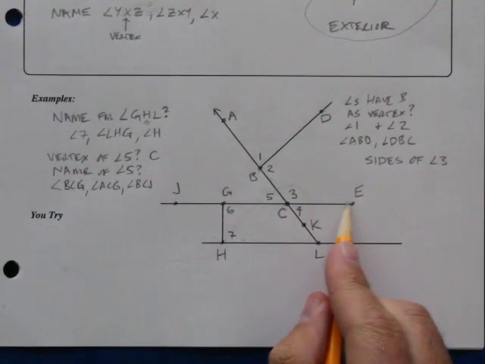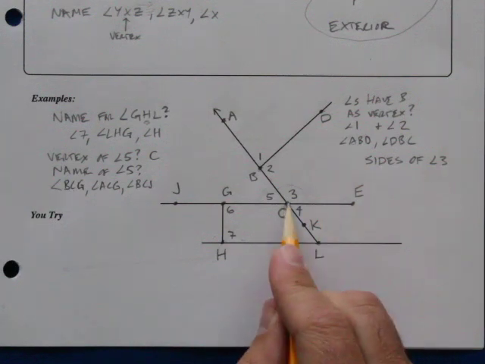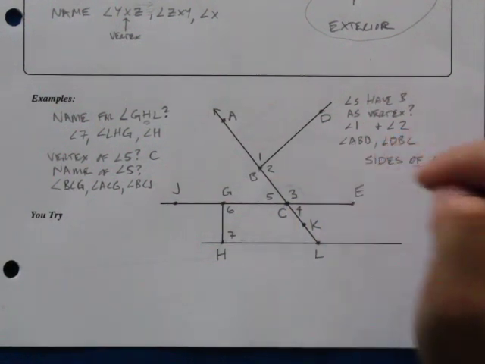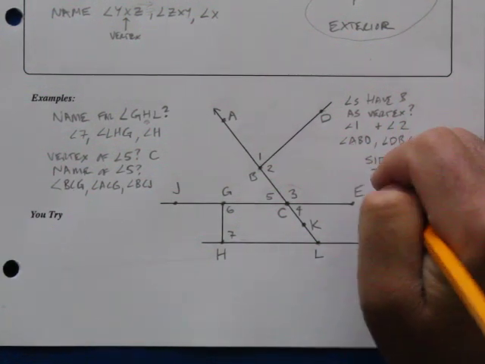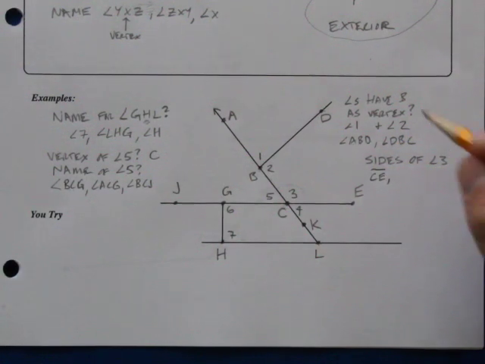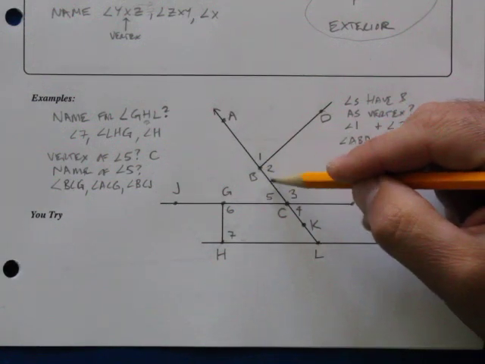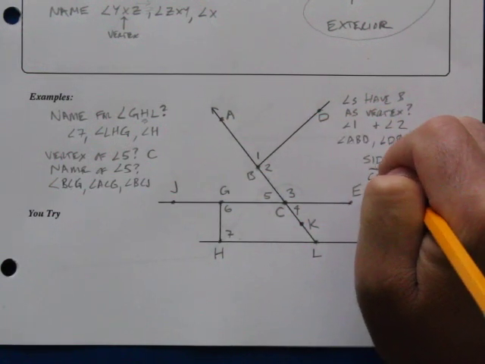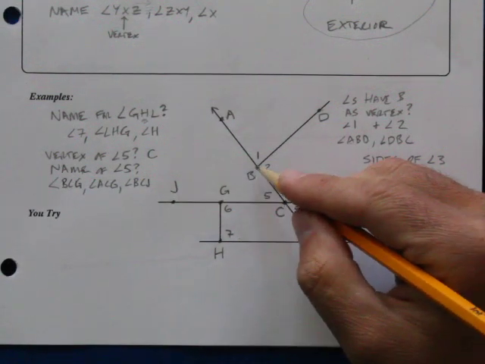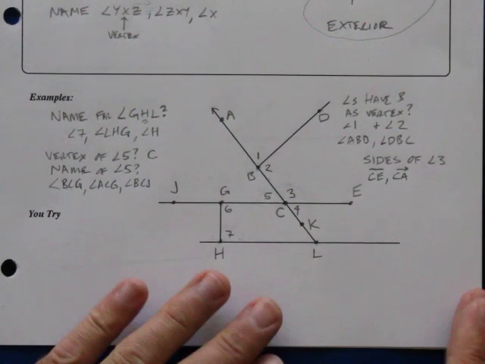So one side is CE, and this is a line segment. It's not a ray, but that's okay. It can still be part of an angle. So I've got CE with a line segment over it, telling me this is a segment. Now, I can do segment CB as the other side, or I can say ray CA. I'm going to say ray CA because I feel like it. You're not wrong if you put CB. If you put segment CB, that's totally fine. All right, those are the sides of angle 3.